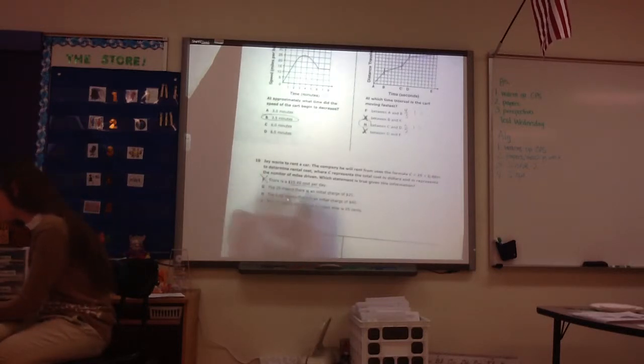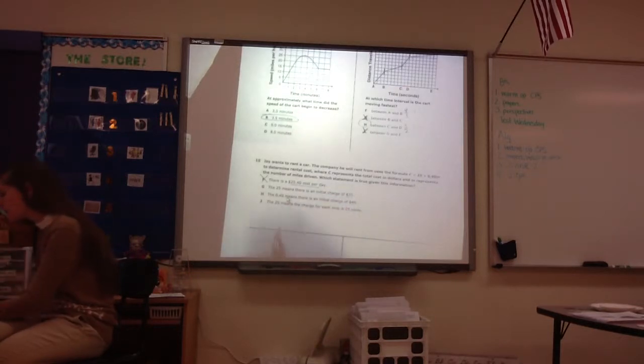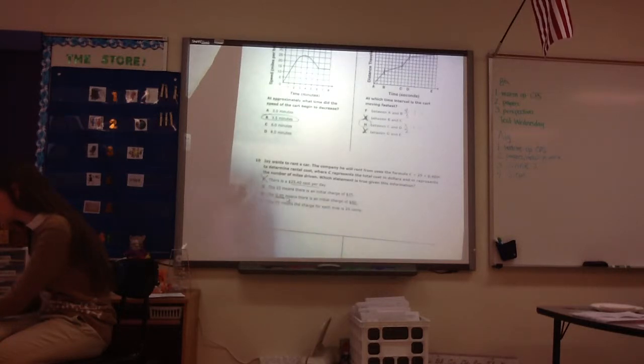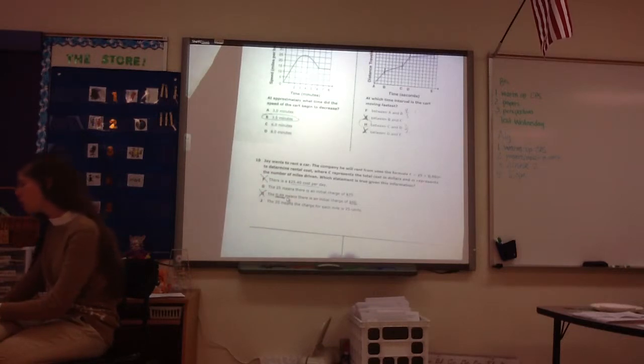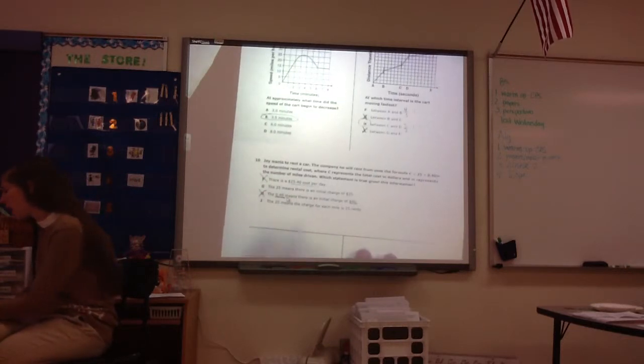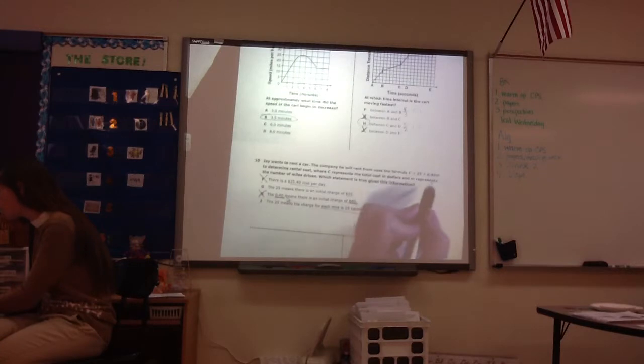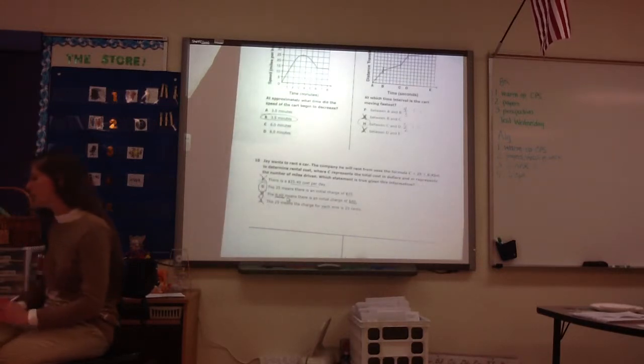The 25 means there's an initial charge of $25, maybe. The 40 means there's an initial charge of $40. Well, this is 40 cents, and this is $40, so that doesn't even make sense. Or the 25 means that the charge for each mile is 25 cents. 25 is not our multiplier. Our multiplier is 0.4, so our correct answer is G.